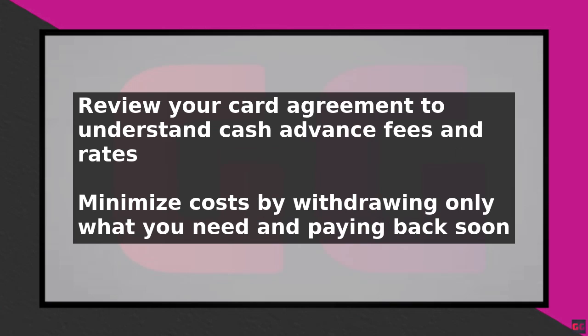In summary, getting a cash advance on a Rapid Pay card involves checking if the option is available, finding an ATM or bank, selecting the cash advance option, and understanding the associated fees and interest rates. By following these steps and being aware of the potential costs, you can use cash advances responsibly and effectively.